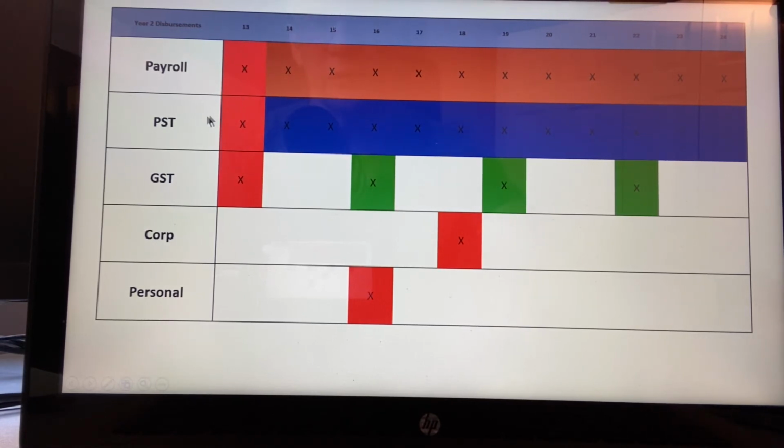So potentially a good idea is to have separate accounts for these just to keep track of them and not think that you have more cash on hand than you actually do. So that's year two. Let's head to year three.